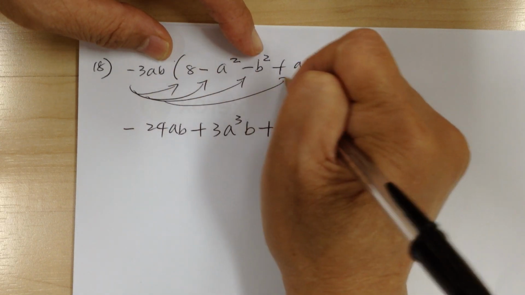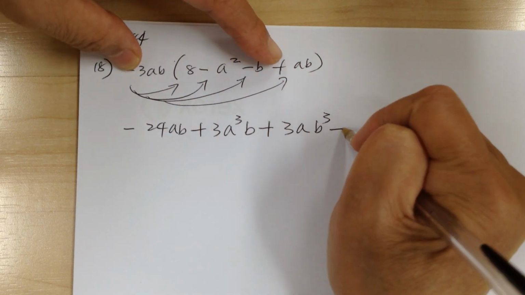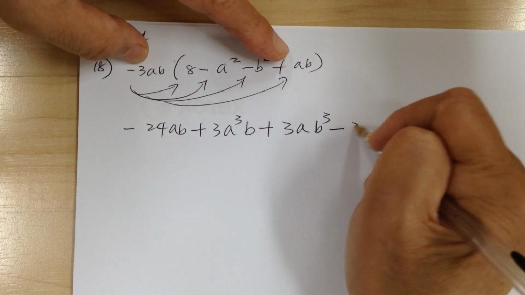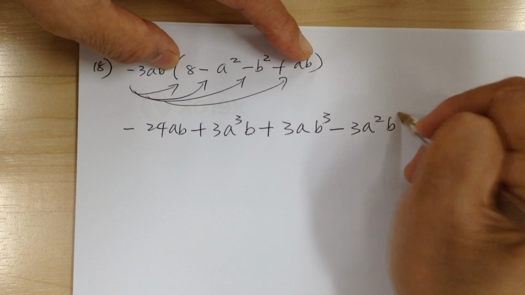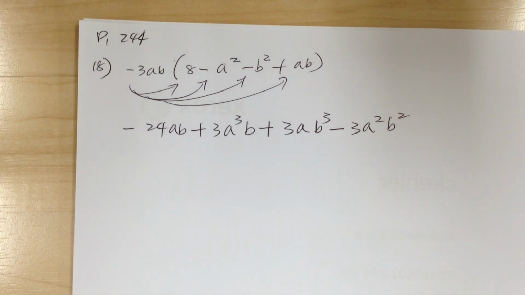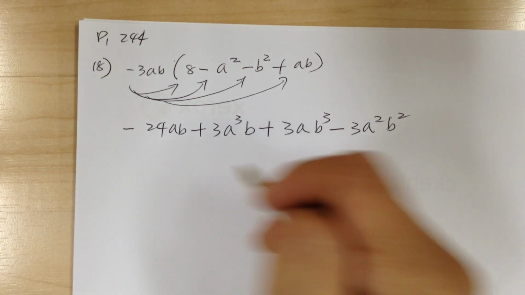Then after that, you go to the next one. Negative times positive is negative. Number 3 times 1 is 3. Alphabet a times a is a squared. b times b is b squared. Okay? So you can just do the sign, the number, then go down the alphabet.